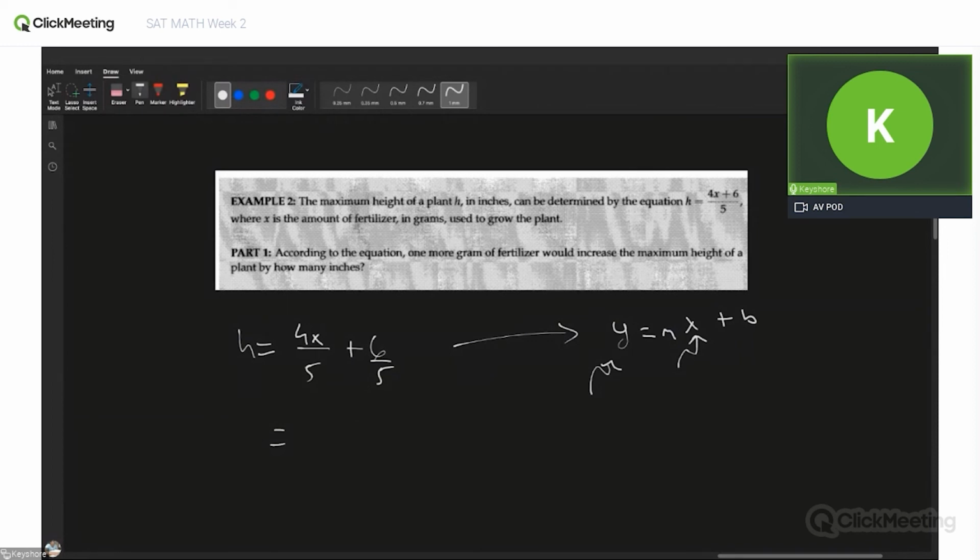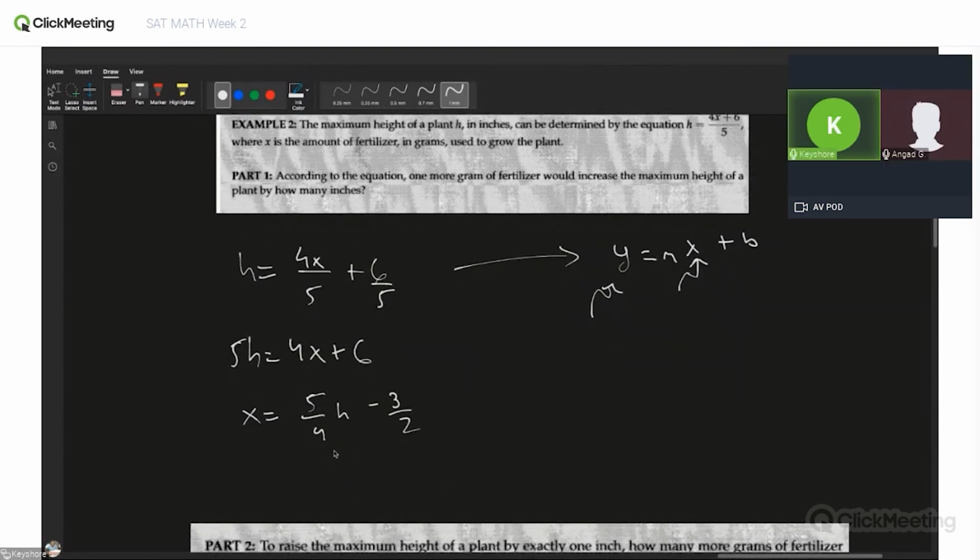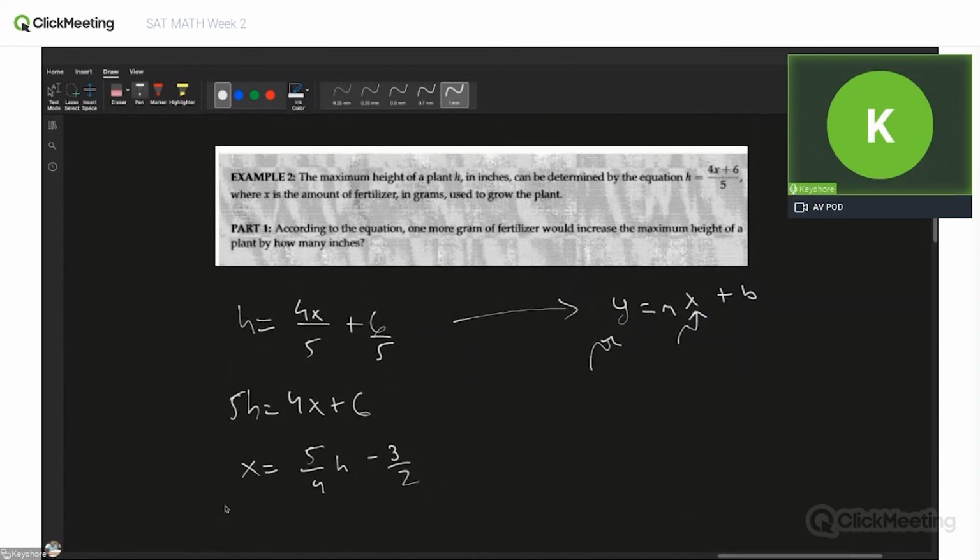If we rewrite this equation in terms of x, I'm going to go ahead and multiply both sides by 5. We're going to get 5h equals 4x plus 6. x is then equal to, I'm just going to subtract, add on the same line, 5/4 h minus 3/2. This means that for each 1 increase in x, or each time I add 1 here, my amount of height increases by 5/4.